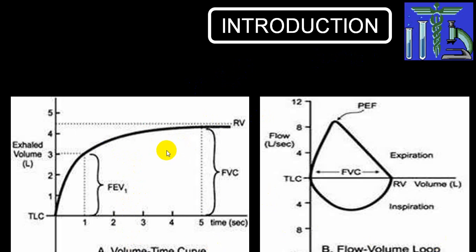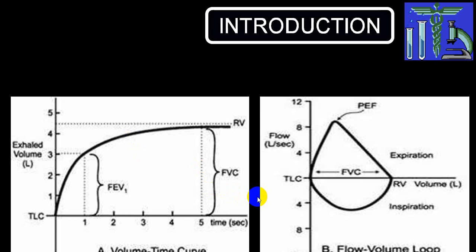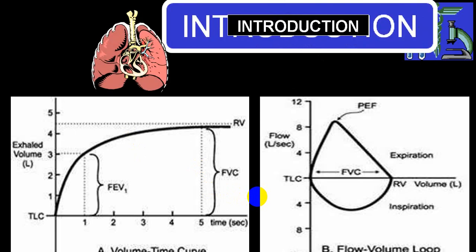Mainly we utilize the volume time curve, and if you are aware of it, you can also utilize flow volume loops. I'll give you a little idea regarding this, but mainly we will be concentrating on this. This is the most simple curve which gives you a very good idea regarding obstructive or restrictive or mixed variety.